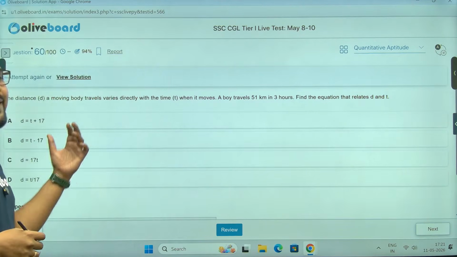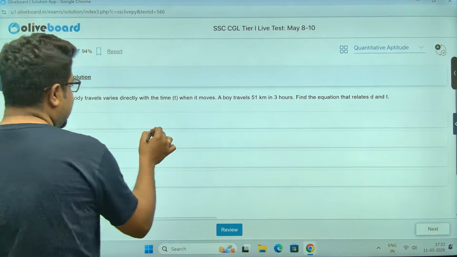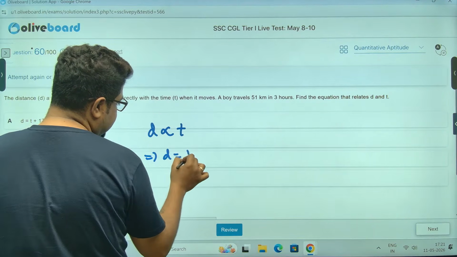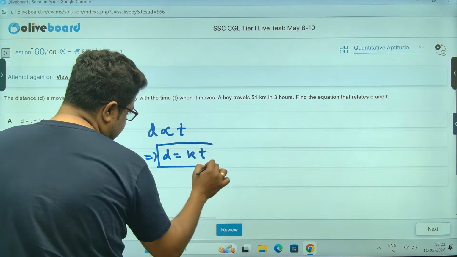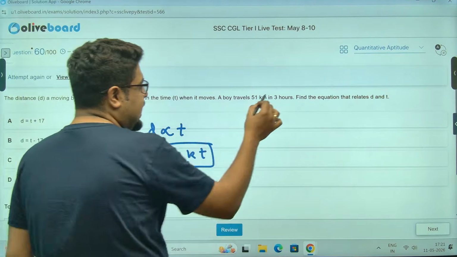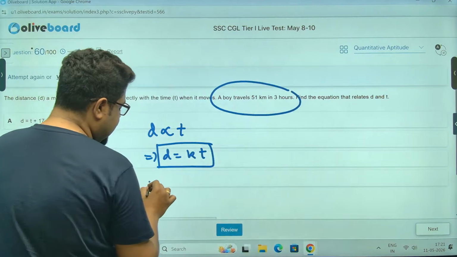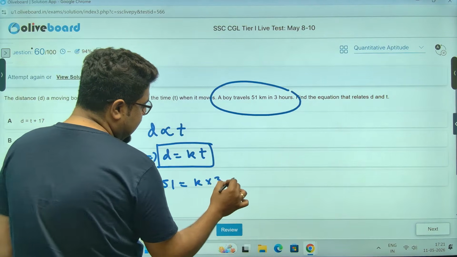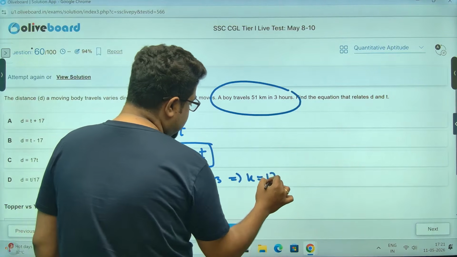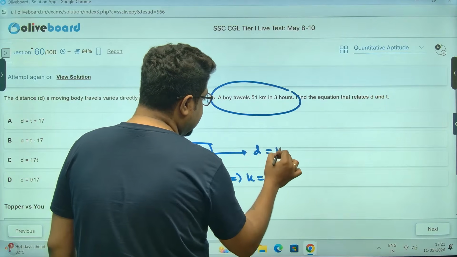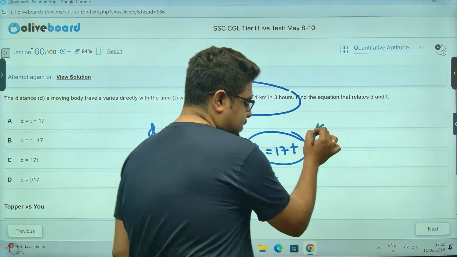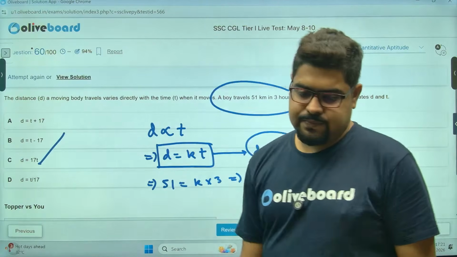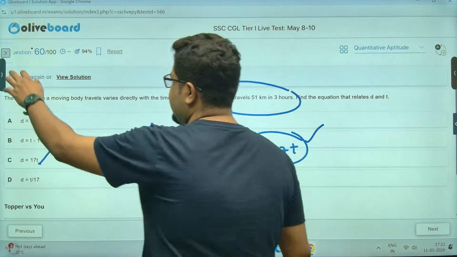Distance traveled is proportional to time. D varies with time. So again, to get the value of this constant k, they have given you something. Put the value and figure out. 51 is equal to k into 3. So k is 17, sir. So your equation looks like D equal to 17t. Whichever option has this, that's your answer. D equal to 17t, option number C, sir. Again, moving on, sir.